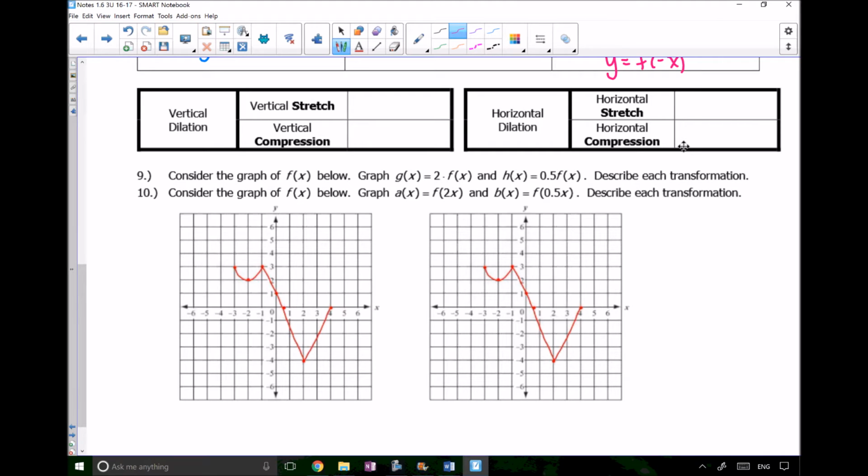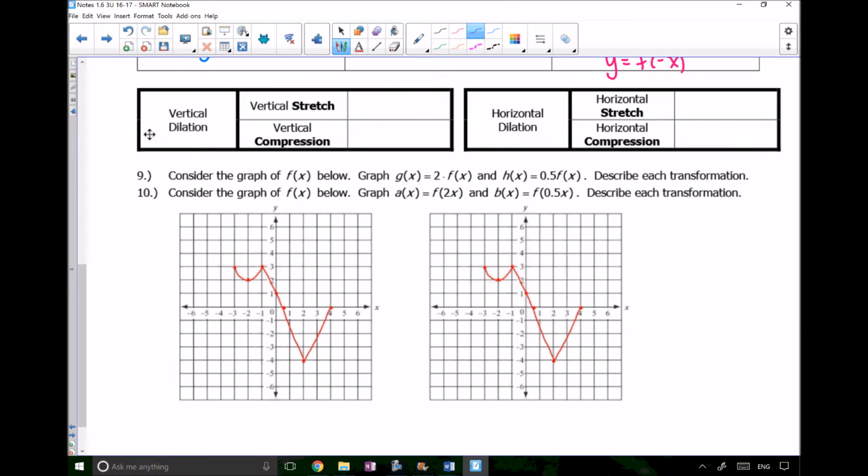All right, so now we're going to get to vertical dilations and horizontal dilations, or vertical stretches and compressions and horizontal stretches and compressions. Vertical isn't so bad. Horizontal is always very tricky, so make sure you're paying really close attention to this, okay?